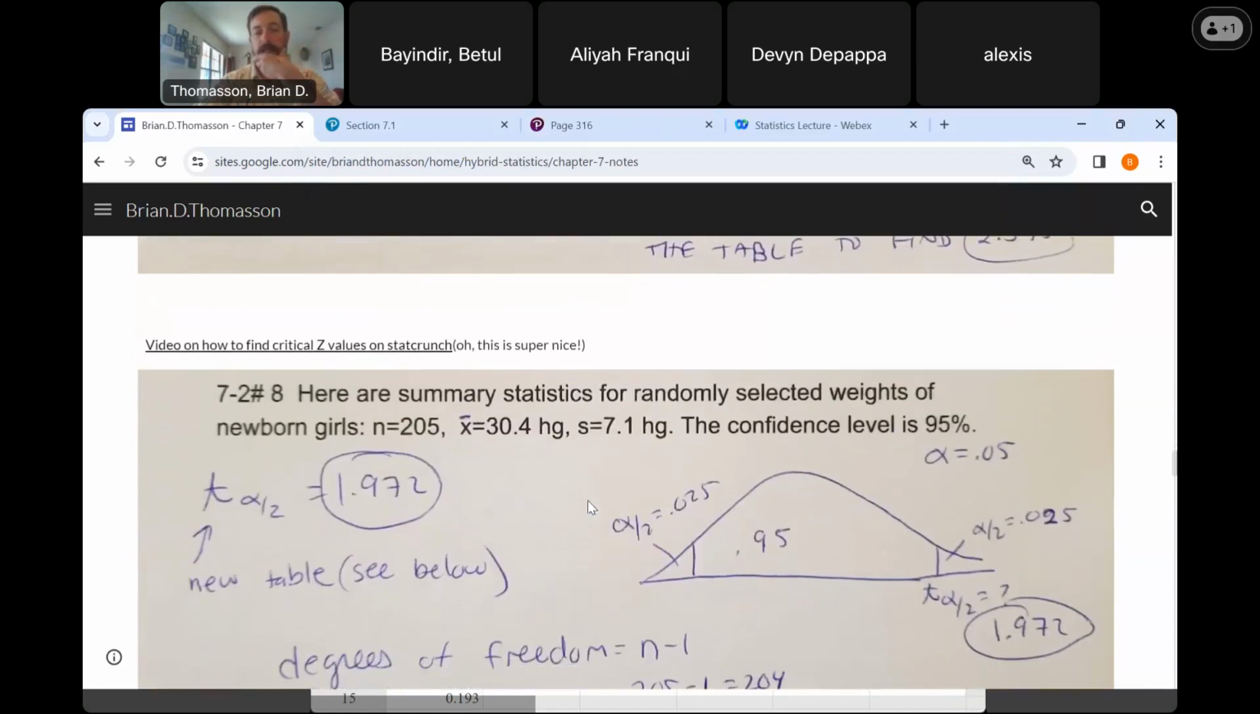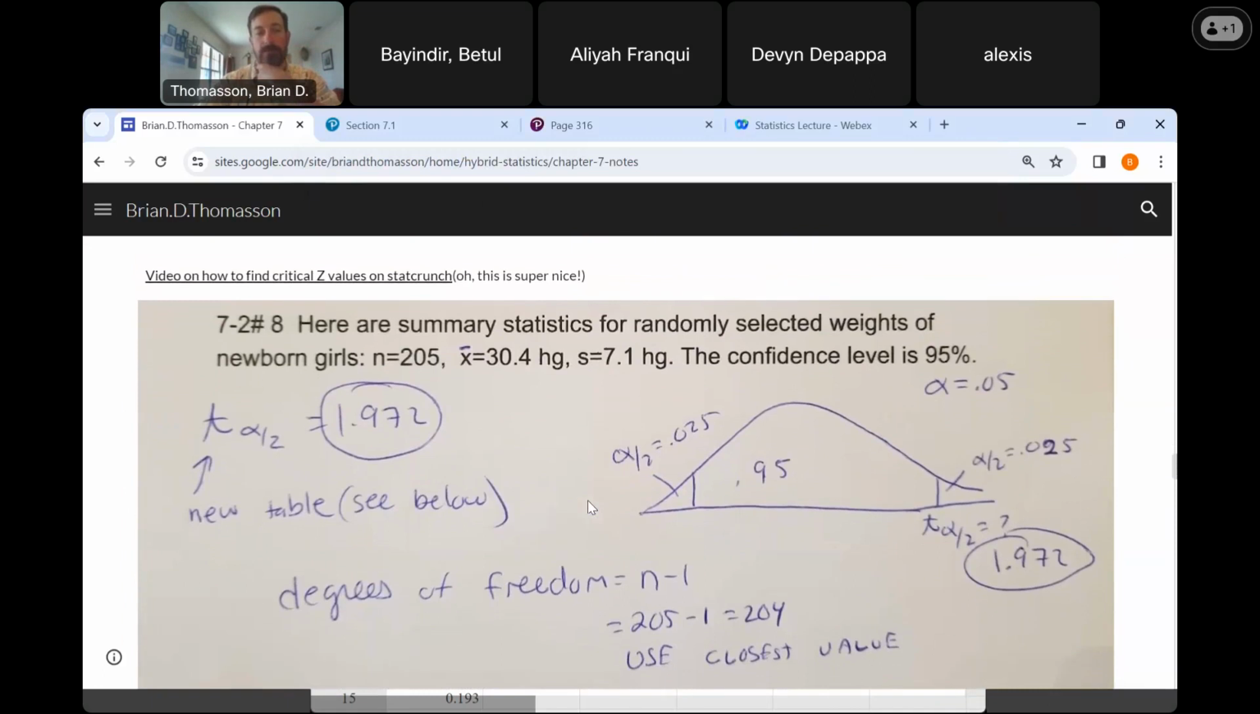Now let's look at 8 and see what changes here. So here are some summary statistics for randomly selected weights of newborn girls. We have n is 205. Our x bar is 30.4. Our standard deviation is 7.1, and we want to be 95% confident.